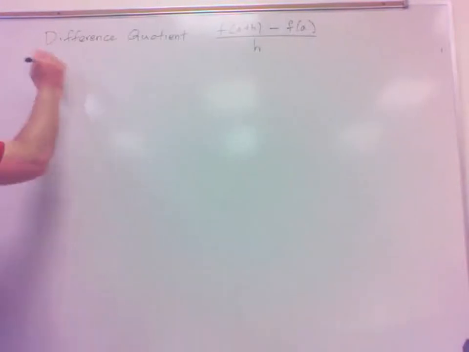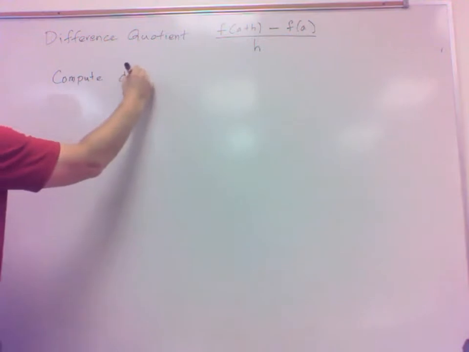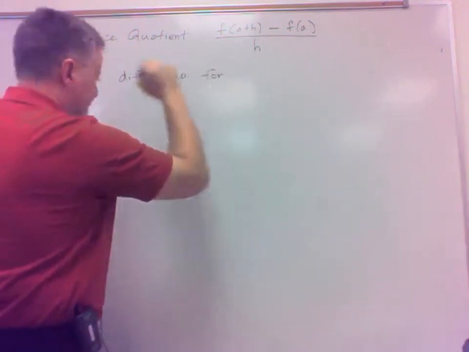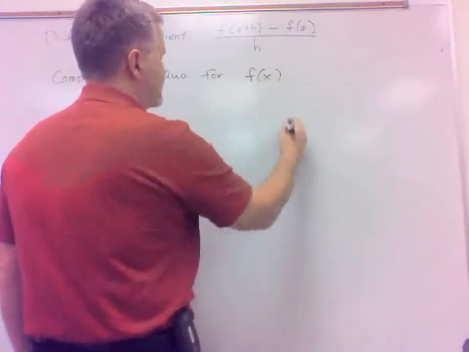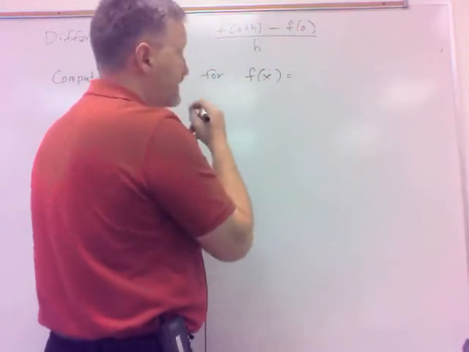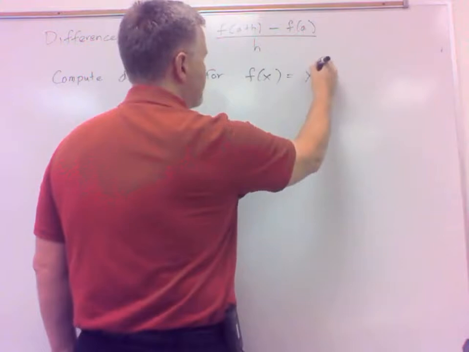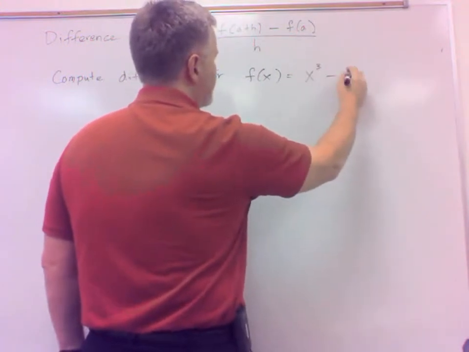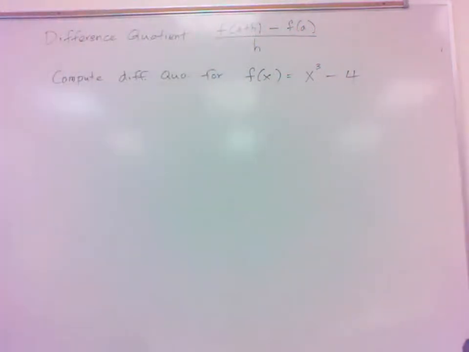All right, so let's compute the difference quotient for f of x. I know this might be a question that comes up, so let's just do it this way. Compute the difference quotient for f of x equals x cubed minus 4. Finish up with this one.